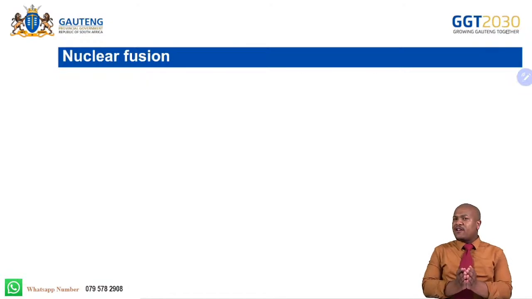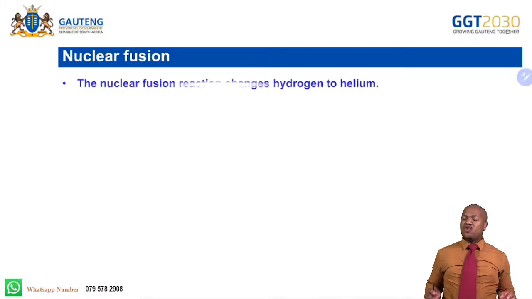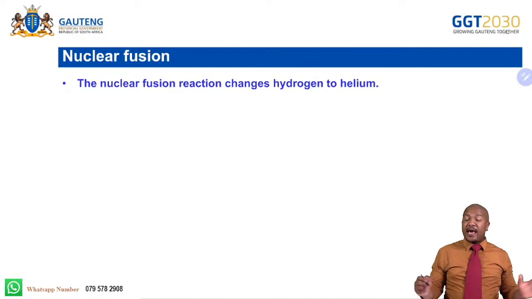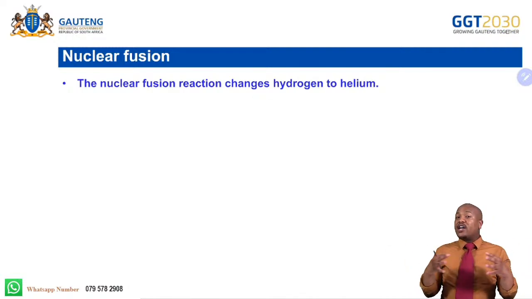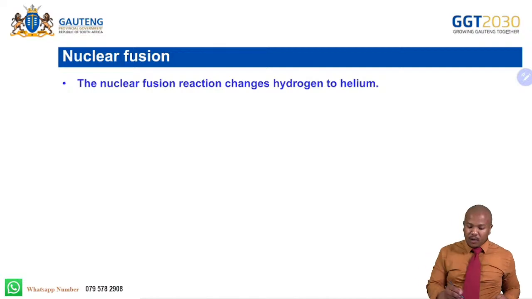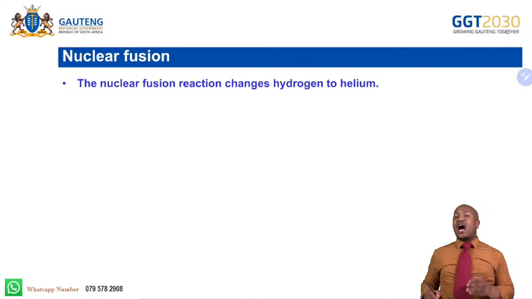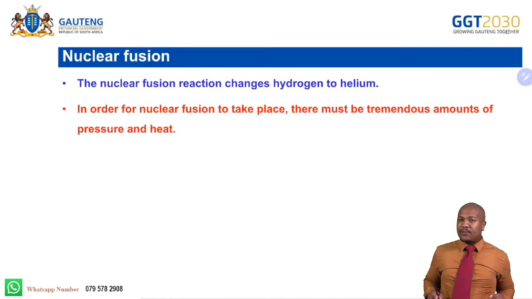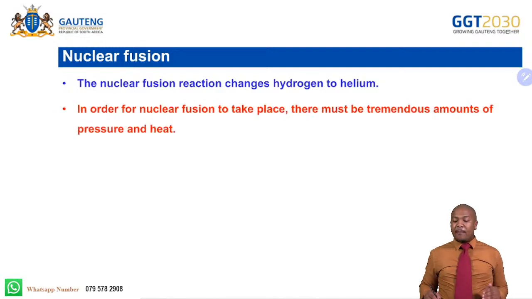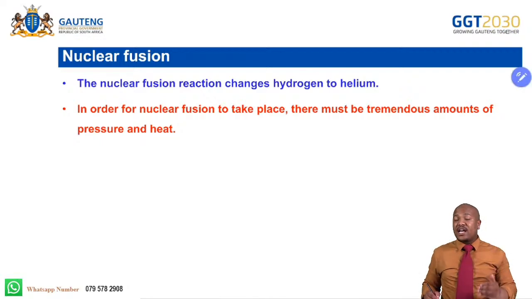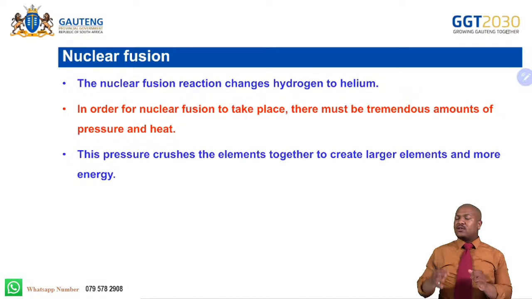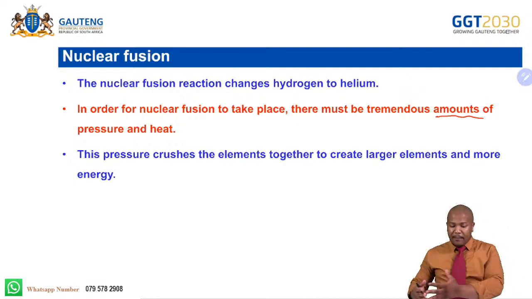So what is this nuclear fusion that we are talking about here? Remember that nuclear fusion is not the splitting, it's the fusing of what? 4 hydrogen atoms to form what? Helium. So the nuclear fusion reaction changes hydrogen to helium. Are we together? In order for nuclear fusion to take place, there must be tremendous amounts of pressure and heat. So there are gas particles moving up and down, crashing into one another, creating tremendous amounts of pressure and heat as the energy is converted from kinetic energy to thermal energy.